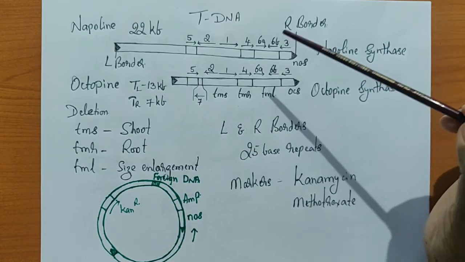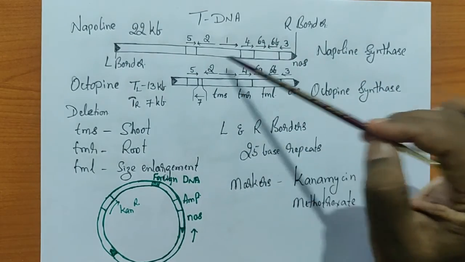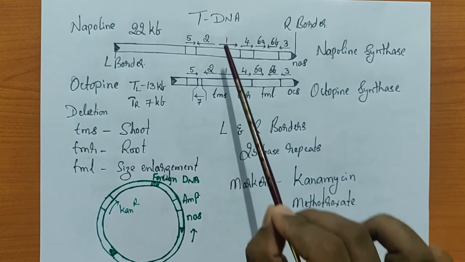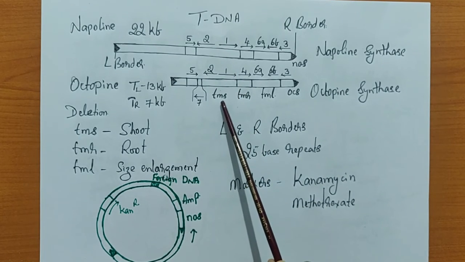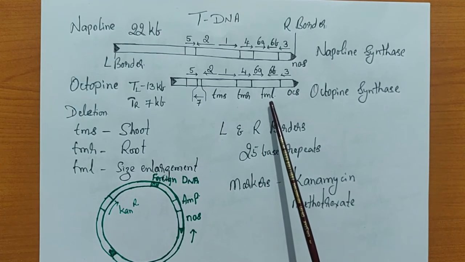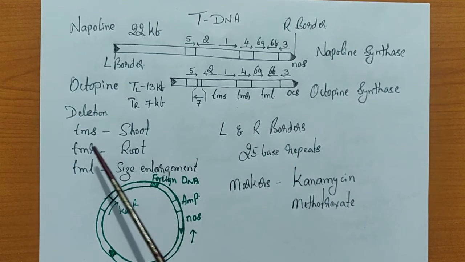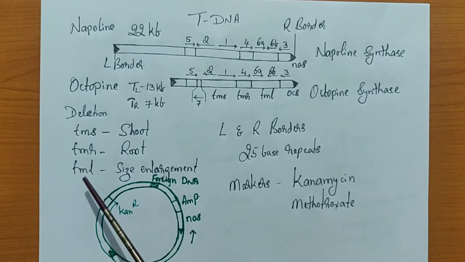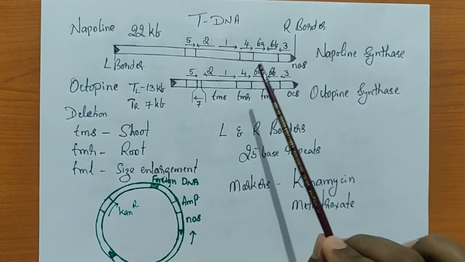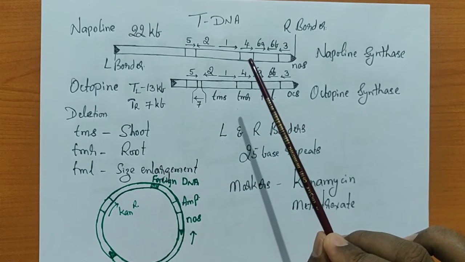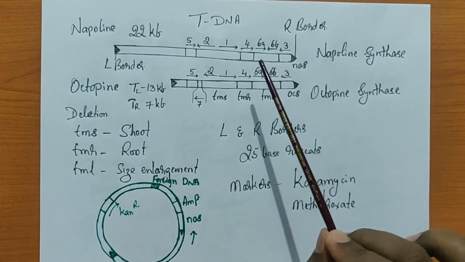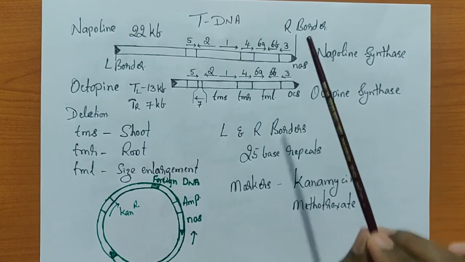Now, apart from these, we also have some virulence genes present in both of them. One is TMS, another one is TMR, another one is TML. So now we have the TMS, TMR, TML. We know that because of the presence of this particular tDNA, the cells fail to differentiate into plantlets or whatever the product which is required to be destined.